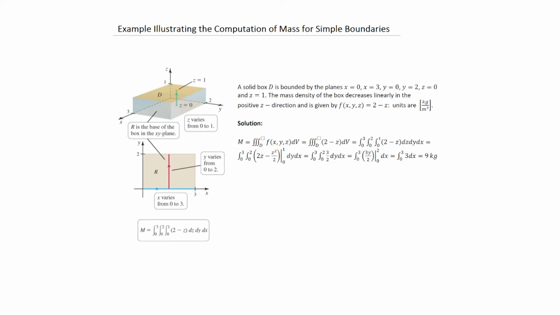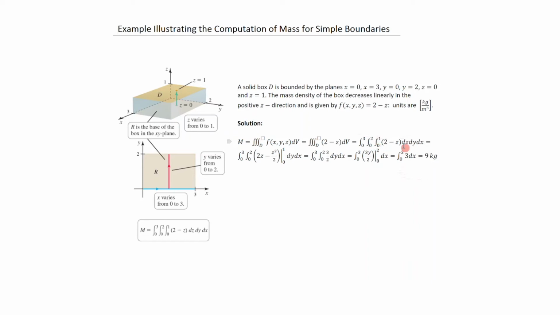Given that we're dealing with simple bounds on the domain, that means, for instance, we can set up dz, dy, dx any which way we want, because these involve only constants. This is not the case when these involve functions. You've got to be much more careful. But in this case, any order will suffice.